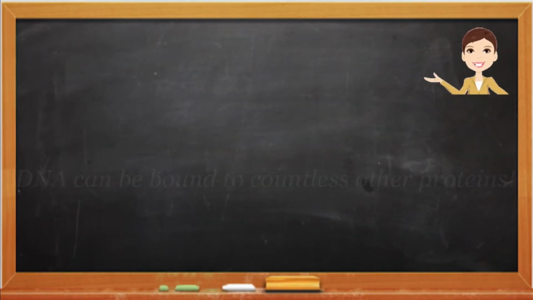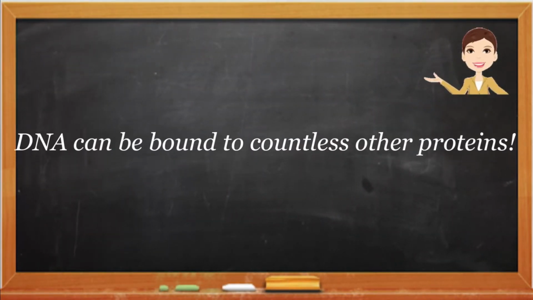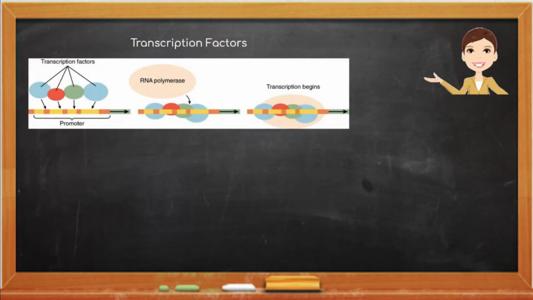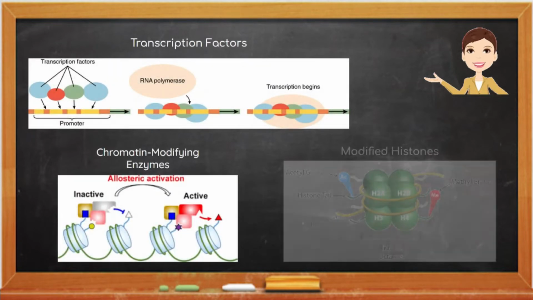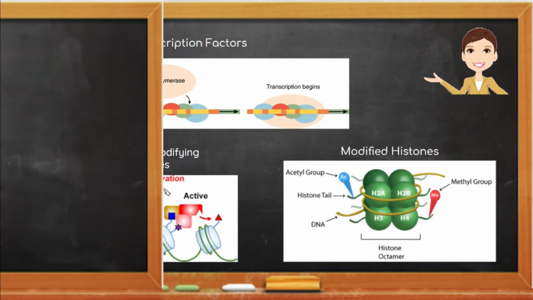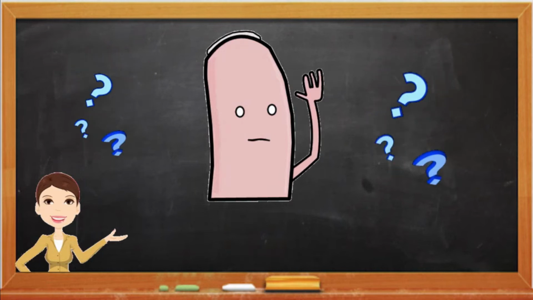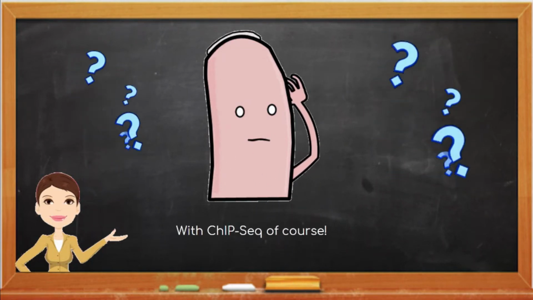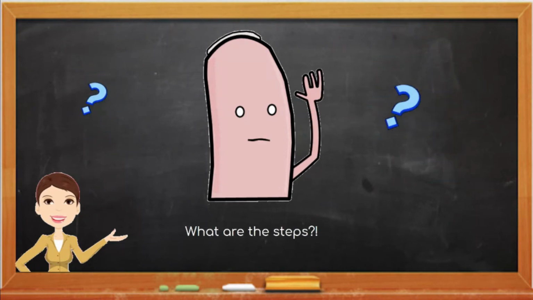Also remember, DNA can be bound to countless other proteins during the many biological processes of a cell. These proteins, such as transcription factors, chromatin-modifying enzymes, and modified histones interacting with DNA are all important for gene regulation and expression in eukaryotes. So how can we determine where these proteins bind to our DNA? This is where ChIP sequencing comes in. Its main purpose is to identify the locations in the genome bound by proteins.